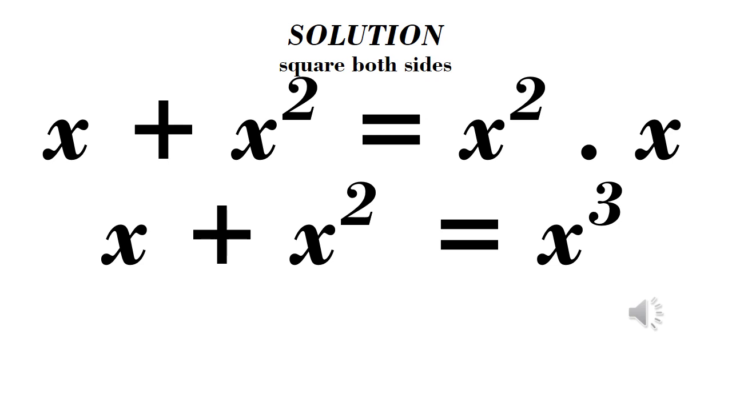equals x raised to power 3, because x squared is multiplying x at the right side, that's x raised to power 1. By the rule of indices, we have x raised to power 2 plus 1, that's x raised to power 3, and that's how we got x raised to power 3. So we have x plus x squared equals x raised to power 3.